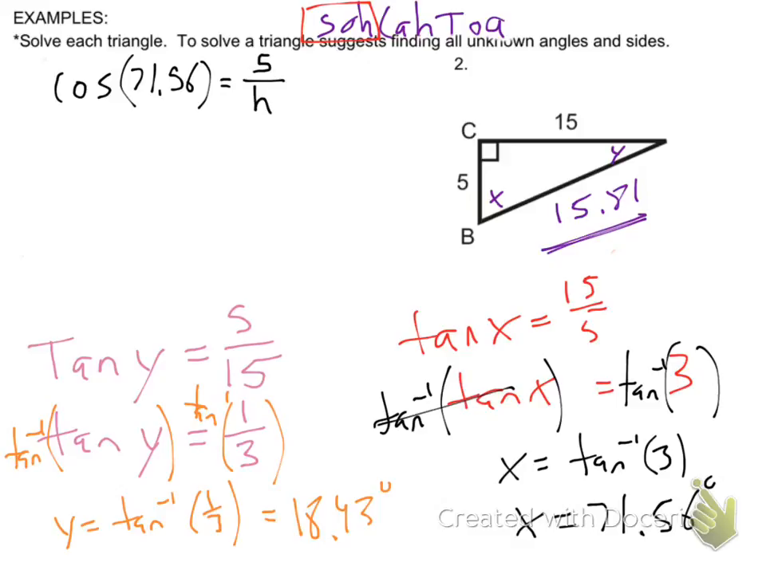I'm going to call it h, because we don't know what the hypotenuse is. Let's say we didn't know what the hypotenuse was. So can I call it h for now? I know it just seems confusing. I'm just showing that we're going to get 15.81. Okay?